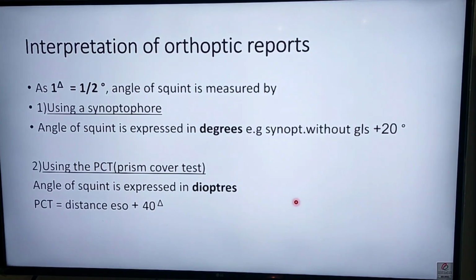So how would you measure an angle of squint when it's given in the orthoptic reports? You can use a synoptophore, or the prism cover test. In the synoptophore, the angle of prism is expressed in degrees. So if we look over here, synoptophore with glasses, plus 20. So plus would specify, can anybody tell me what it is? Eso. Eso, and minus is exo. While in the prism cover test, it's expressed in diopters. So distance diopters plus 40, which means esotropia of 40 diopters.